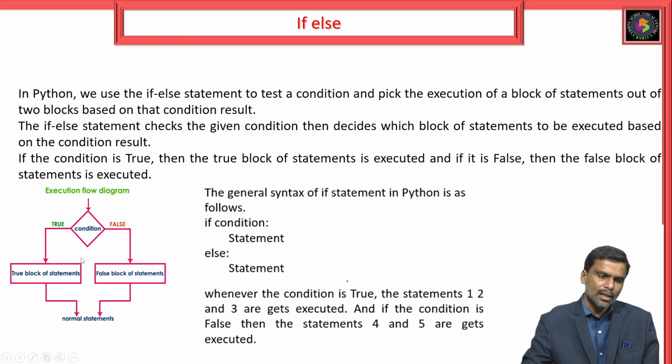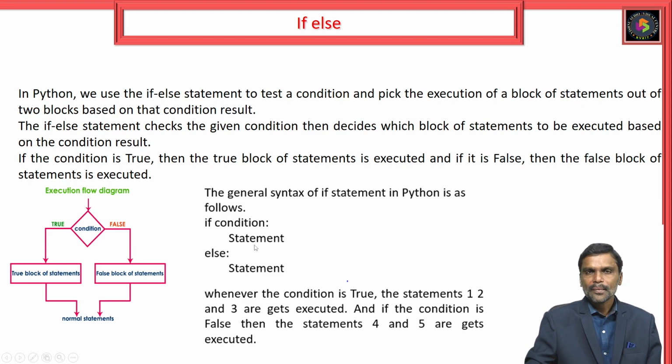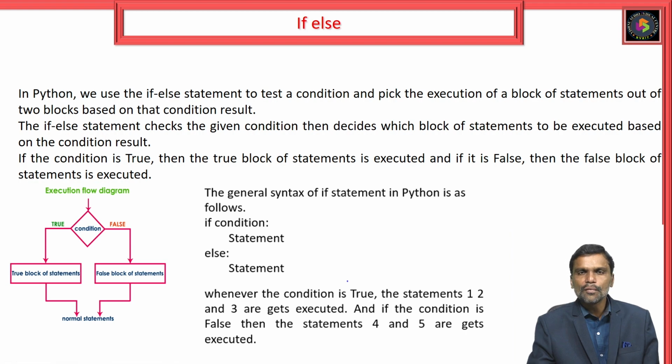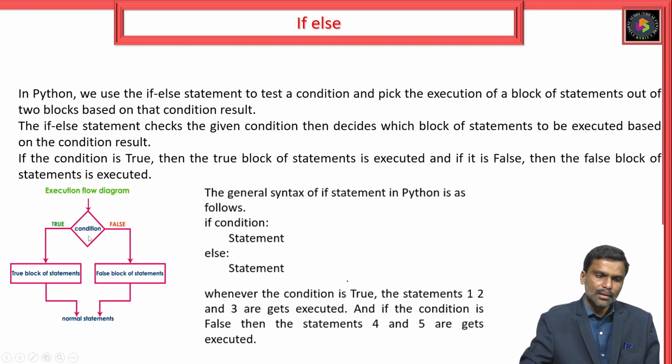Similarly, here you can see the condition. The syntax will be the same as previously. Here you can see the if condition should be there, then the statement. If the condition is true, the respective statement will execute. If it is false, it will go for the next condition. So here you can see in the flowchart: the condition, if it is true, then the block of statements; if it is false, the false block of statements.